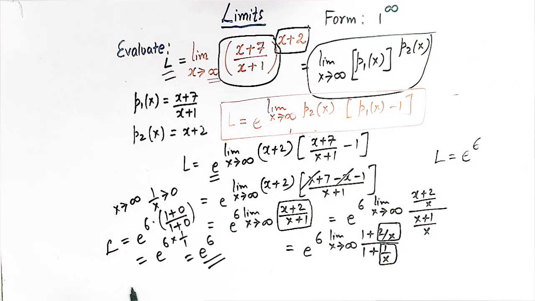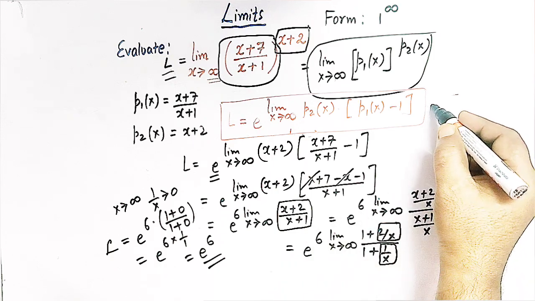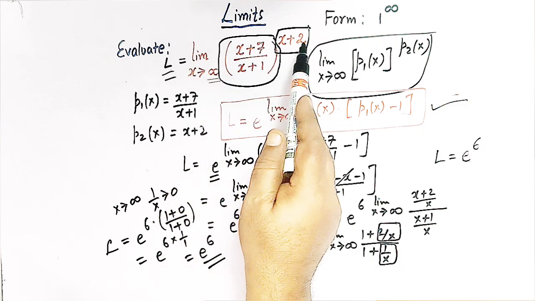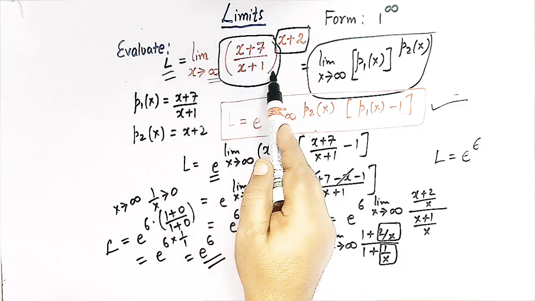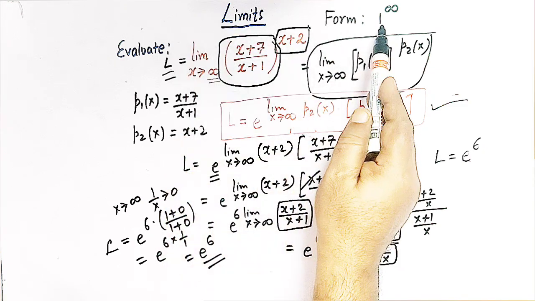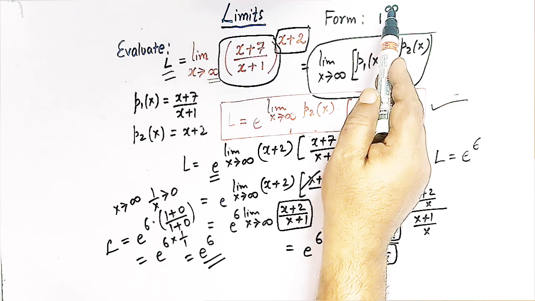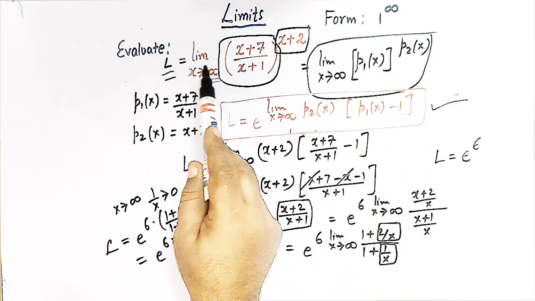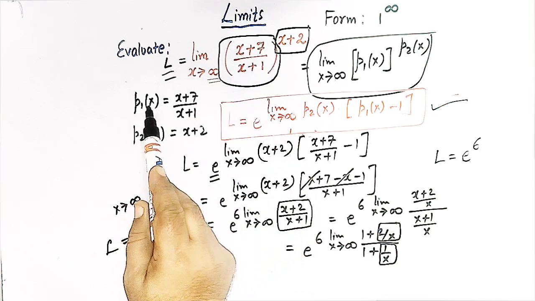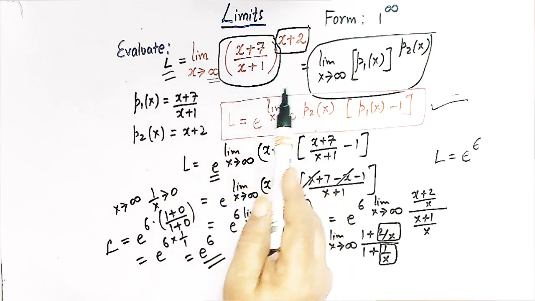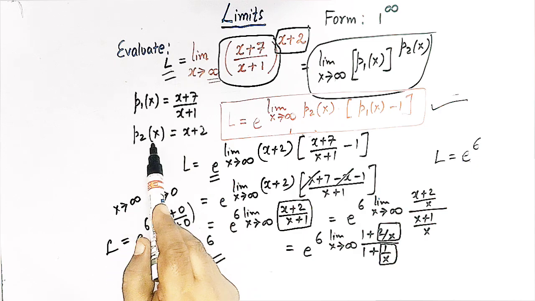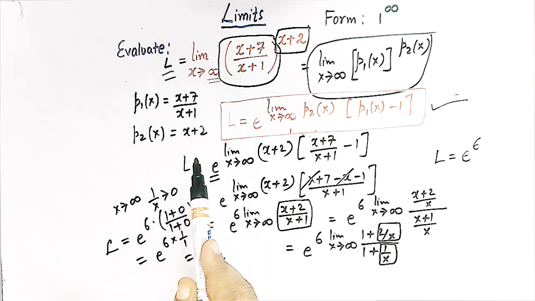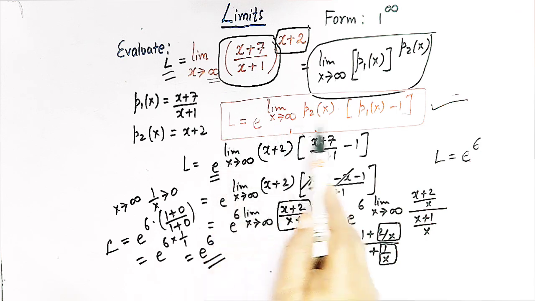So this is how, by making use of this important result, we can evaluate the values of these types of limits, or limits of the form 1 raised to infinity. But here remember, the limit of the function p1(x) must tend to 1, and the limit of the function p2(x) must tend to infinity to apply this result.